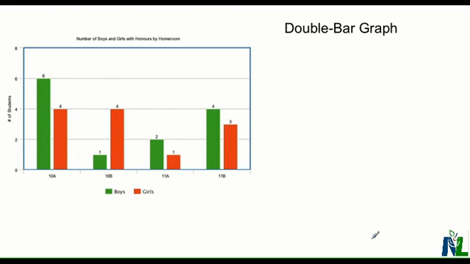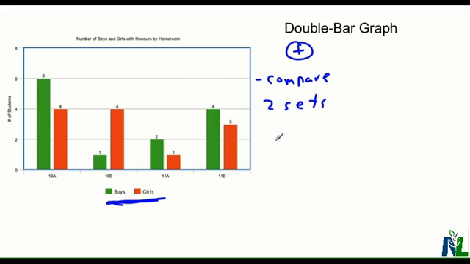Double bar graphs are very similar to bar graphs, except that this is great when you're trying to compare 2 sets of data. Okay. So here you can see that I am comparing boys and girls, right? So it's very good at doing that. That's the main reason why you'd use a double bar graph. And again, just like a bar graph, it's easy to draw and interpret. Okay, so those are good things about double bar graphs.